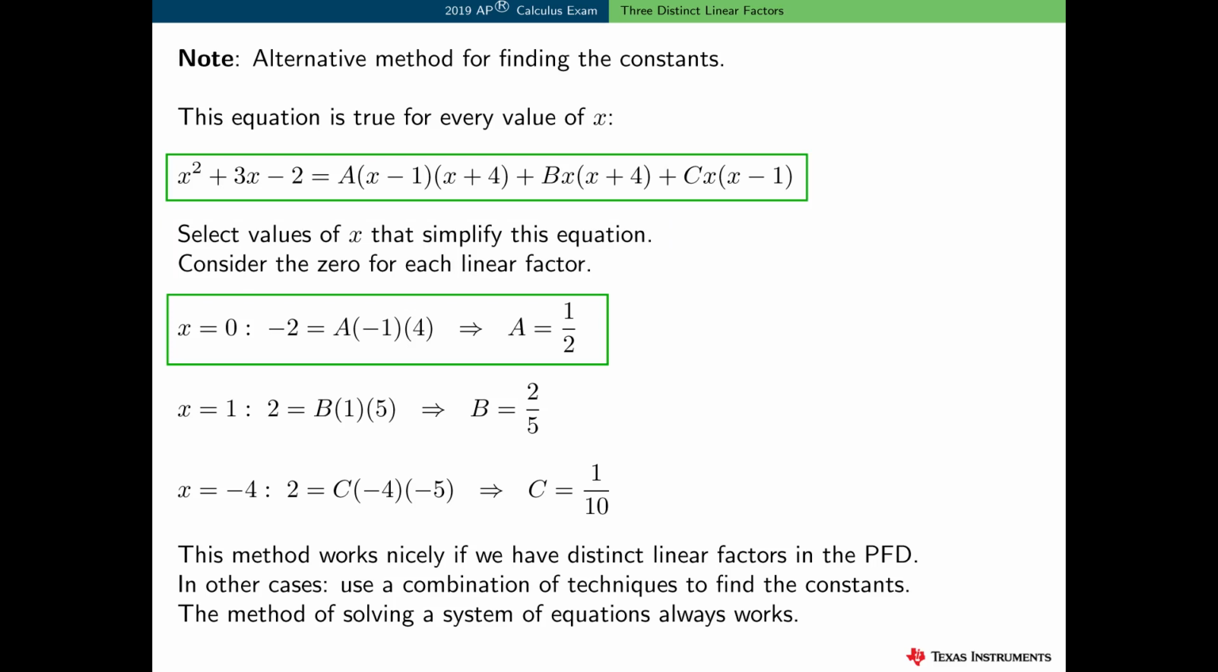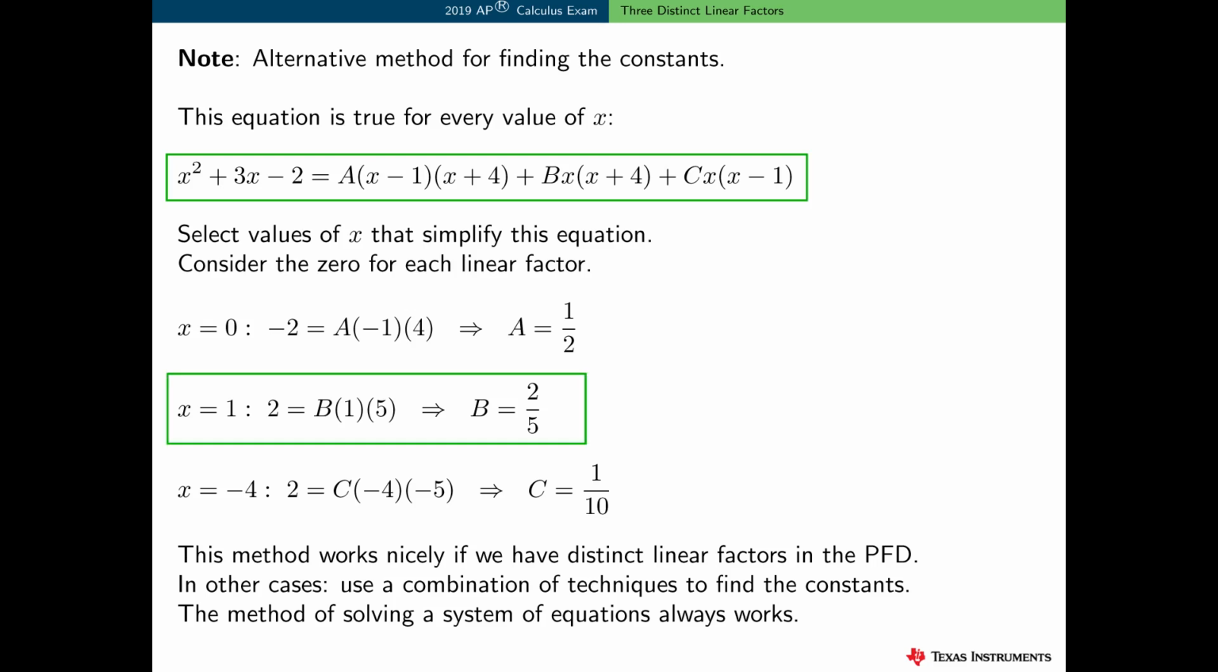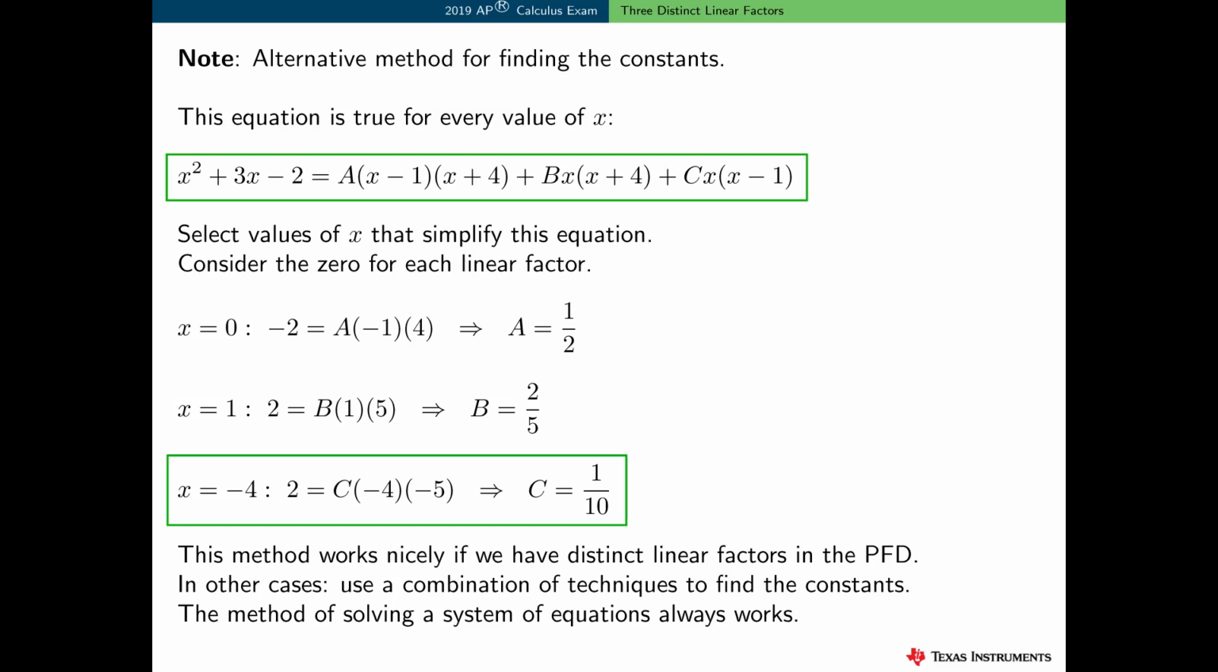If we let x equal 0, which is the zero of the linear factor x, then the equation becomes minus 2 equals a times minus 1 times 4. And solving for a, we have a is equal to 1/2. Similarly, let x equal 1, the zero of x minus 1. We get b is equal to 2/5. And finally, let x equal minus 4, and we find c is equal to 1/10.